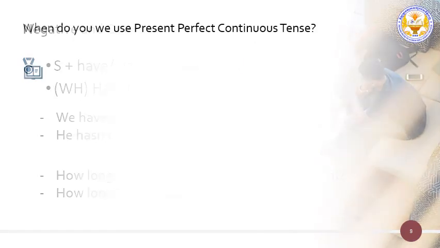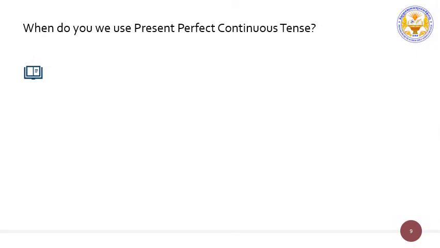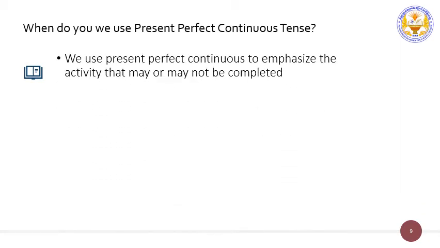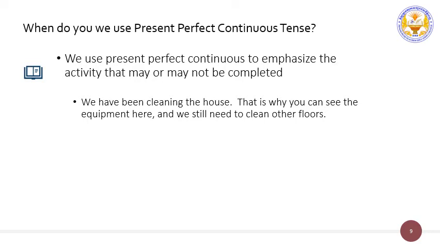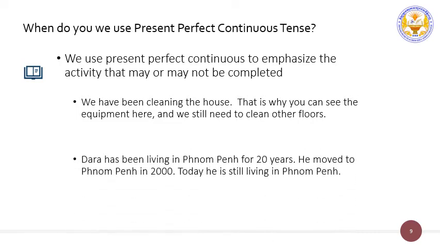Okay. Now let's move on. When do we use present perfect continuous tense? Normally, we use present perfect continuous tense to emphasize the activity that may or may not be completed. For example, we have been cleaning the house. As you can see now, all the equipment is here and we still need some more room or some more floor to clean. That's why we use present perfect continuous tense.